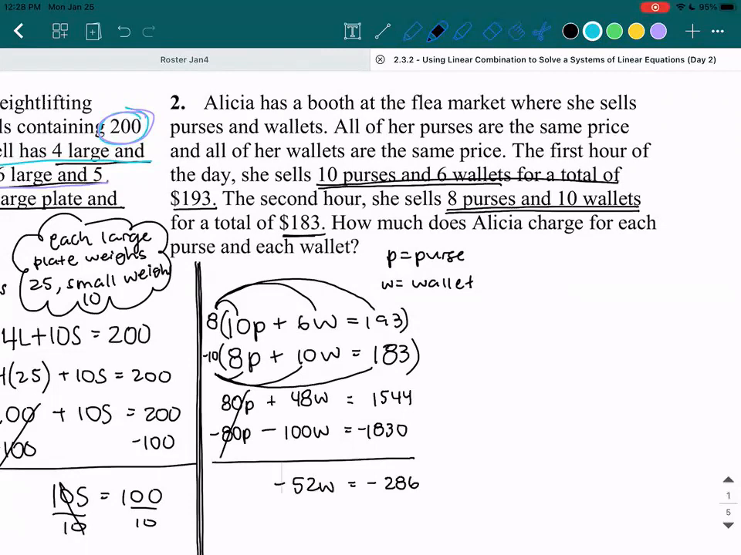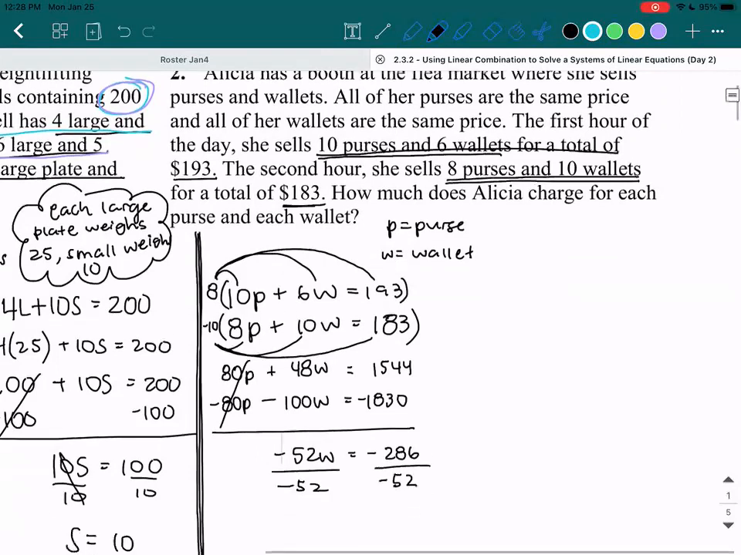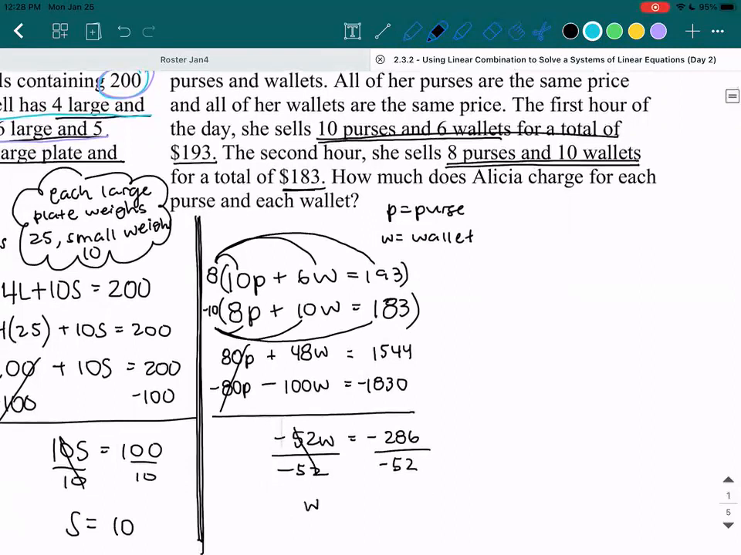So we get that. Then w is being multiplied to negative 52, so we divide by negative 52, so they cancel out. And then we get w is equal to negative divided by a negative gives you a positive, so it would be positive 5.5. Okay, so 5.5 is our w. We are not done yet. We must plug this in to either of our equations so that we can get our p-value. We already know how much a wallet costs. Now we need to know how much a purse costs.